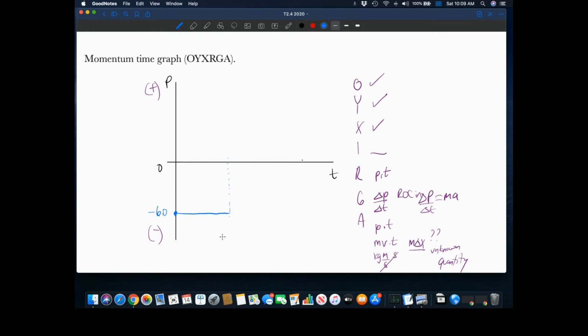Now we know it hit the wall for a period of time of 0.2 seconds, and we'll call that delta t. That delta t is 0.20 seconds. And then we know afterward, after that period of time, it is plus 6 kilogram meters per second. And it remains so. So that's a graph at that point.